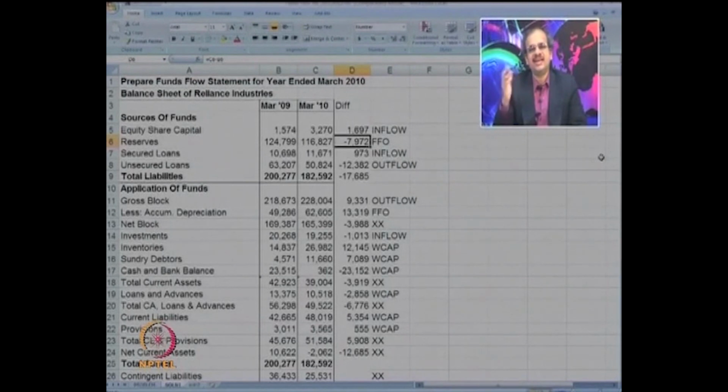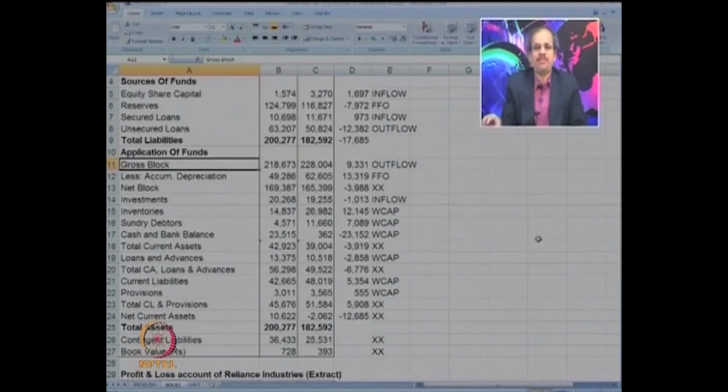Reserves, you can see there is a decrease in reserve. This is FFO. We have taken it as funds from operations because it represents the changes. Then we have gone into secured loan. There is an increase in the secured loan, it's an inflow. Decrease, it's an outflow. On the asset side or application side, if you see, there is a gross block. There is an increase in the gross block that represents the purchase of fixed assets, so it is an outflow.